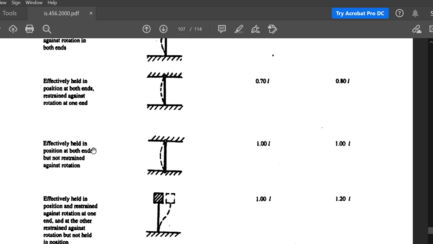Similarly, you can see effectively held in position at both ends. It is effectively held in position but not restrained against rotation, which means it is free to rotate, which means these two ends are hinged.